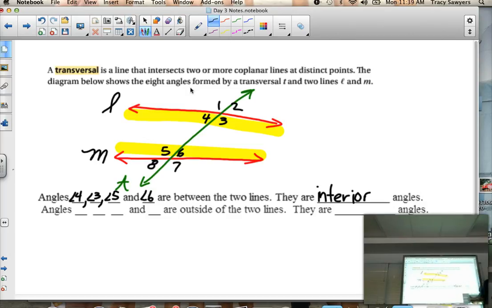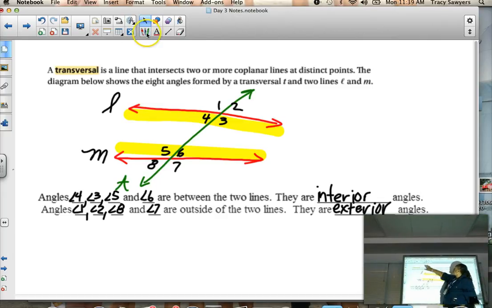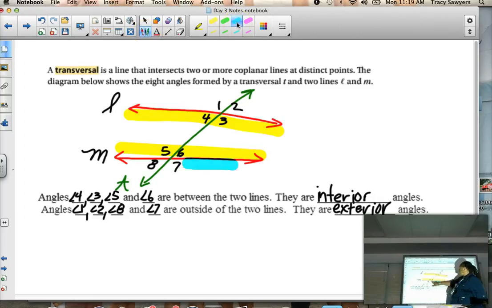Which angles are outside of the two lines? 1, 2, 8, 7. Thank you. And based on what I just told you about interior angles, what do you think those angles are called? Exterior angles. So these angles are my blue angles. Those are exterior angles. Anybody have questions about interior or exterior? Good?